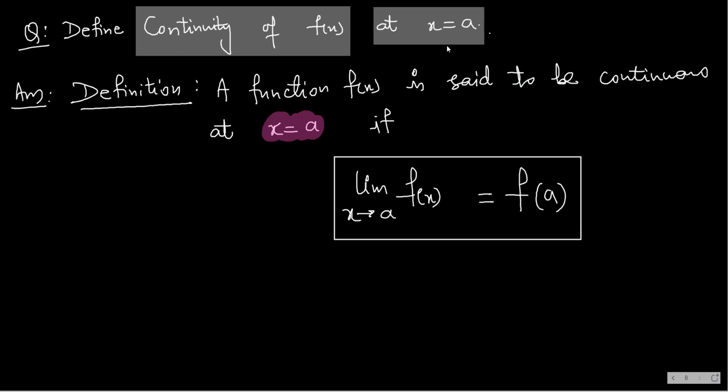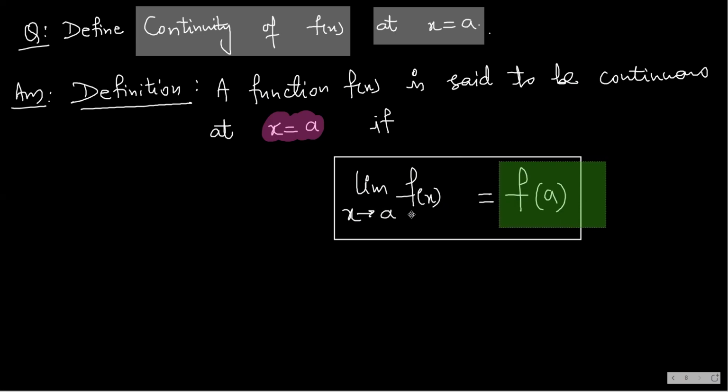Now you understand the meaning of these two sides. What is this? It is the number which the function is approaching when x is approaching a. Limit f of x as x tends to a means when x is approaching a, the function is approaching some number, and that number you give by this. And what does this mean? It means the function value when x is equal to a.